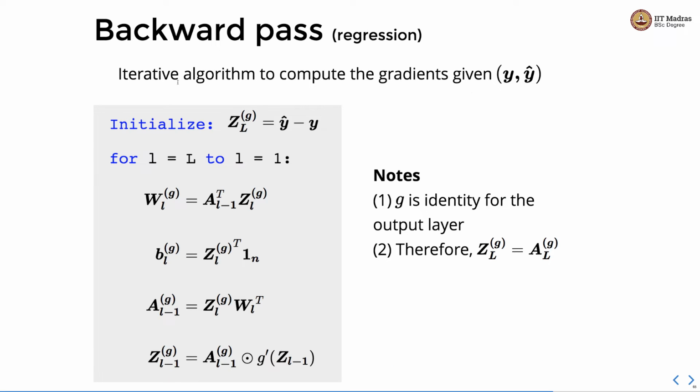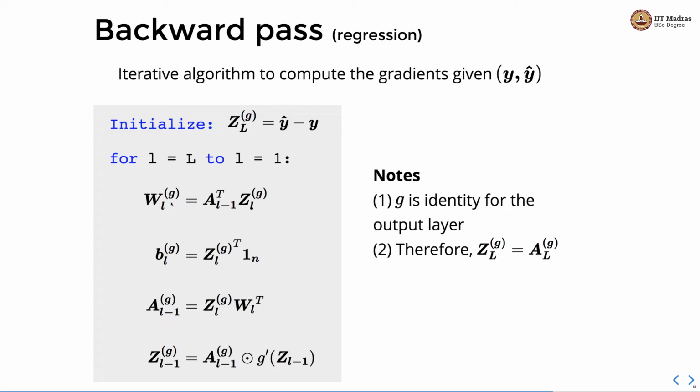Let's look at the procedure for backward propagation or backward pass. Here we have listed an iterative algorithm to compute the gradients given the actual labels and the predicted labels. Note that G is identity for the output layer because we are dealing with a regression problem, and therefore ZLG is equal to ALG. So we initialize ZLG to y hat minus y, which is the difference between the predicted value and the actual value, and we run a loop from layer L, which is the output layer, to the first layer.